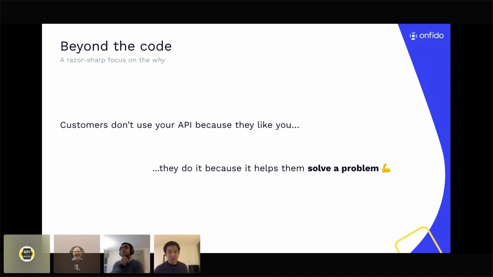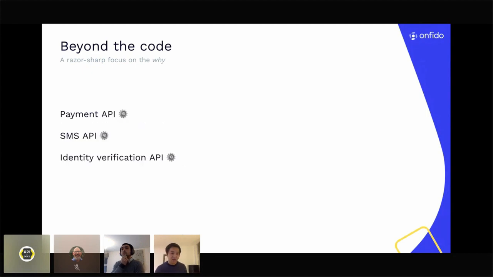So in our world, we often talk about, oh, there is this payment API, and there is this SMS API, and sorry for the time to Twilio, that was now. And we have this new identity verification API that we're launching to the market. But really, that's industry talk. Customers don't really care about that.